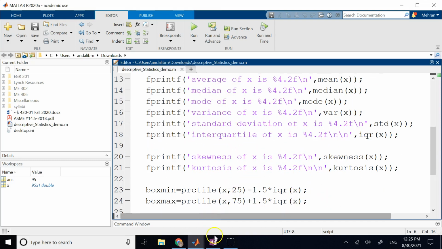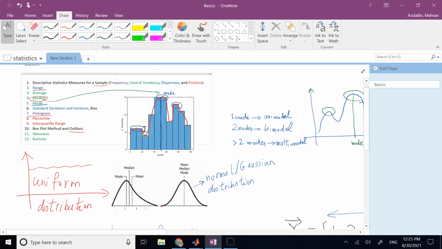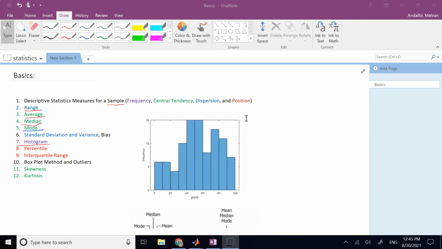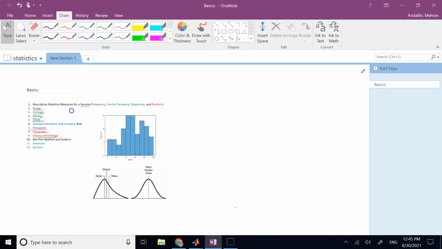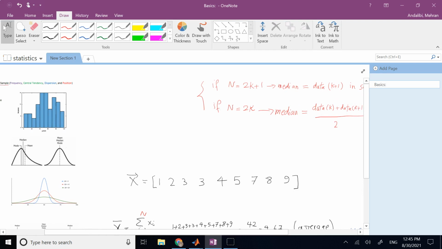So these are some of the initial measures that we have covered together. Now it is time to move on to the next level. Before I talk about the standard deviation and variance, there are a couple of things related to the median, and those are percentile and interquartile range. Let me talk about them first, and then we go to standard deviation and variance. If you remember, I told you when you want to calculate the median, you have to sort your data from smallest to largest, or largest to smallest.